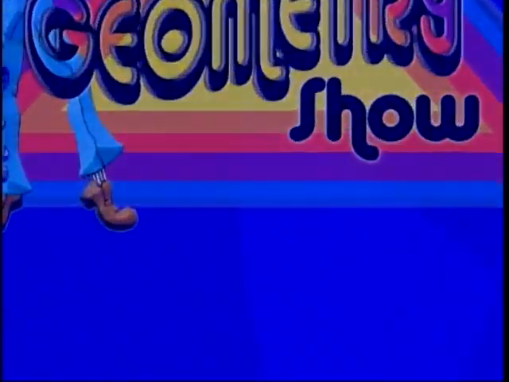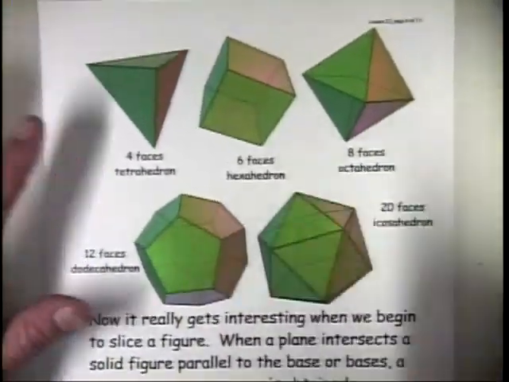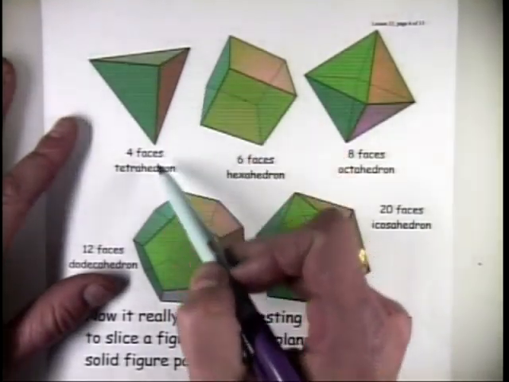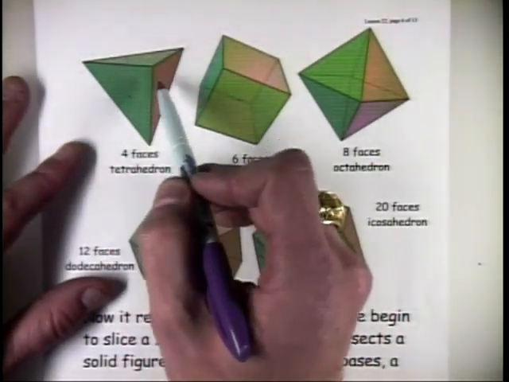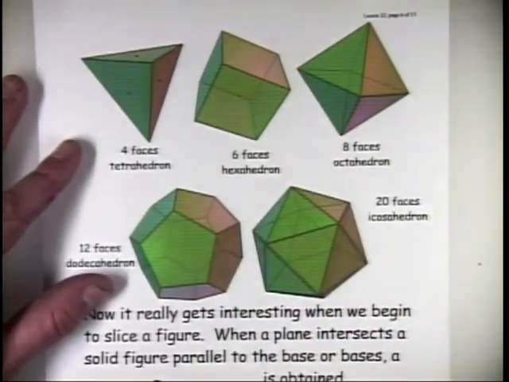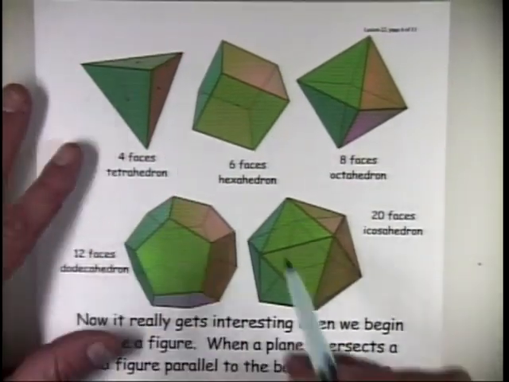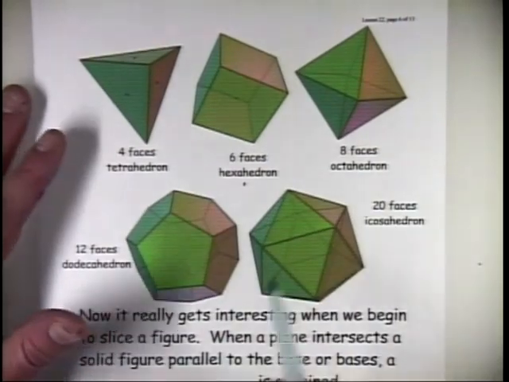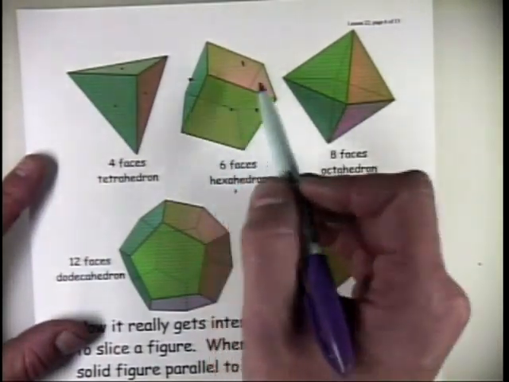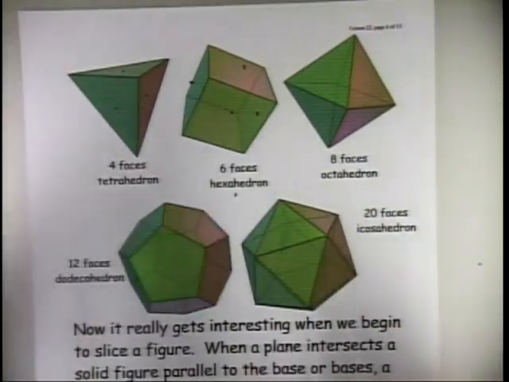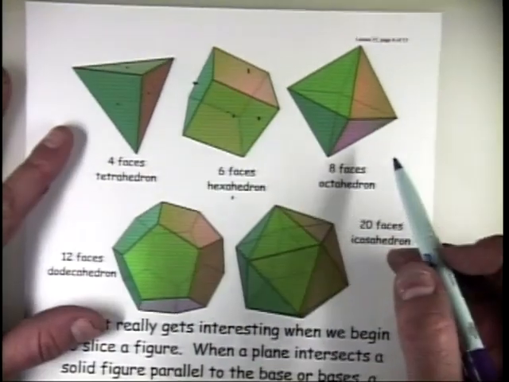Now here they are. We have basically 1, 2, 3, 4, 5. That's all there is. So we have this one here, which is called a tetrahedron. It has 4 faces, and this is composed of 4 equilateral triangles. All the sides are the same. We have a hexahedron, which is basically a cube. It's composed of 6 squares. A square is a polygon with all sides congruent.